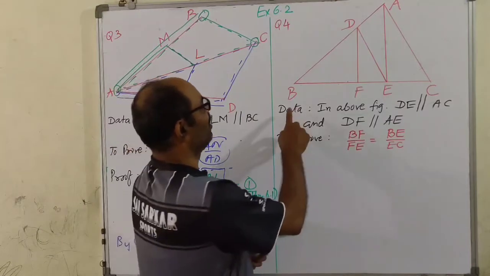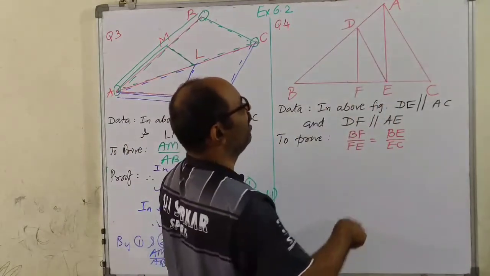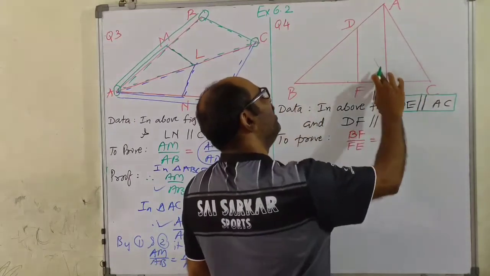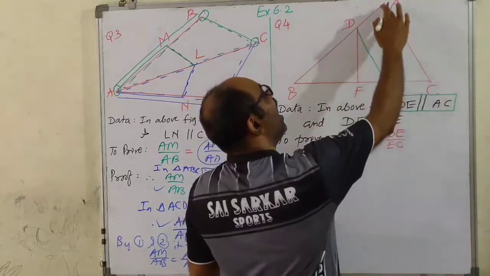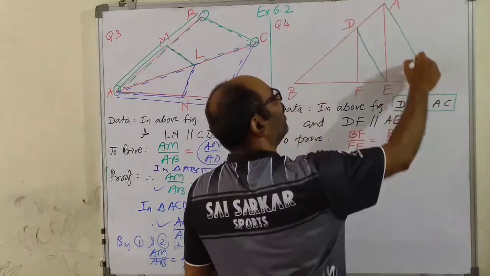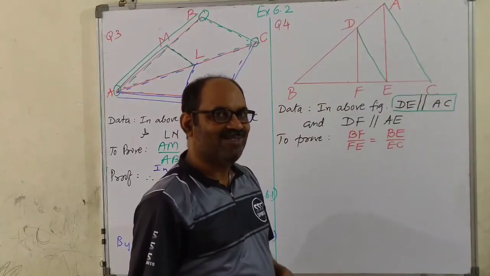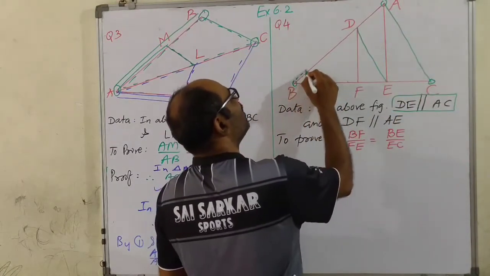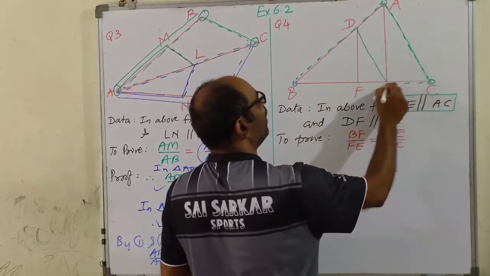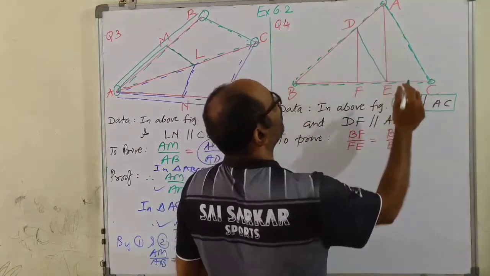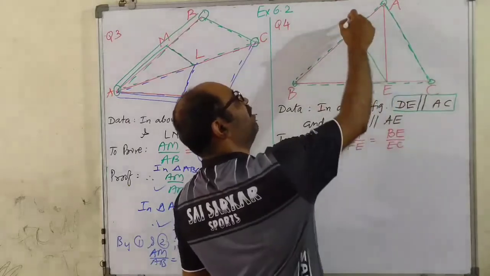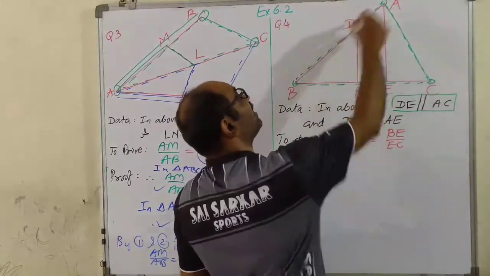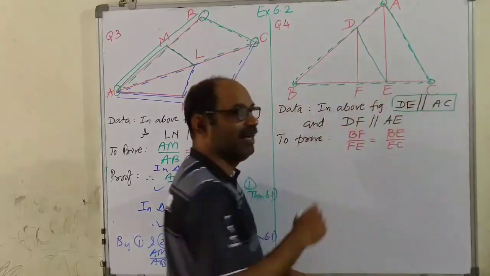All right, what is given in the data? In the above figure, DE is parallel to AC. Let me use the green pen. DE and AC. Can you pick the triangle now? This is the green triangle, triangle ABC, in which DE is parallel to AC, and DE intersects AB in point D and BC in point E.